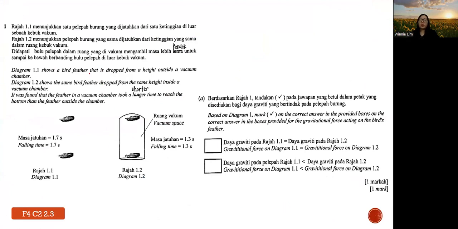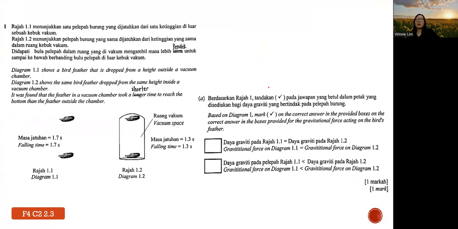Diagram 1.1 shows a bird feather that is dropped from a height outside a vacuum chamber, and 1.2 shows the same bird feather dropped from the same height inside a vacuum chamber. And it is found that the feather in the vacuum chamber took a shorter time to reach the bottom than the feather outside the chamber.